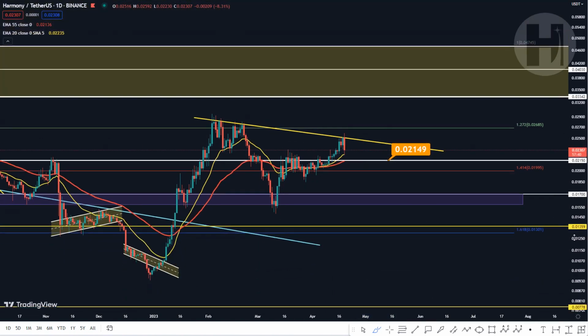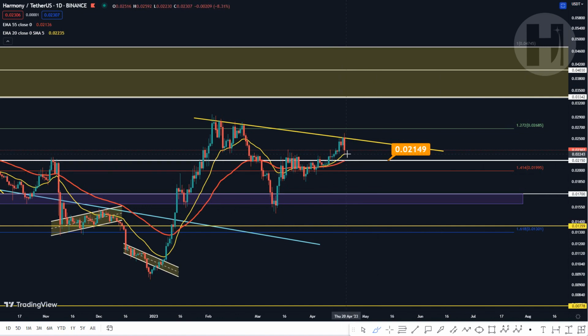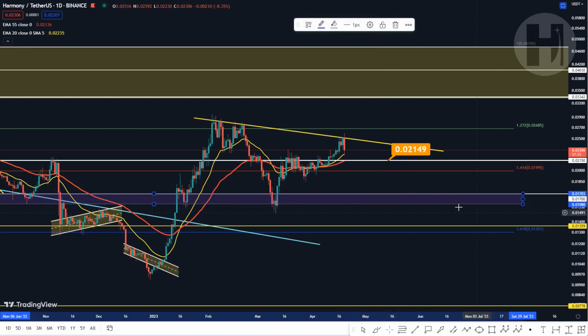Of course, if you still don't have a position in Harmony One, I would say you can start dollar cost averaging from the 20 EMA all the way down here to this purple support block. Now, talking about this purple support block, it is set up between 0.0170 cents down to 0.0158 cents.